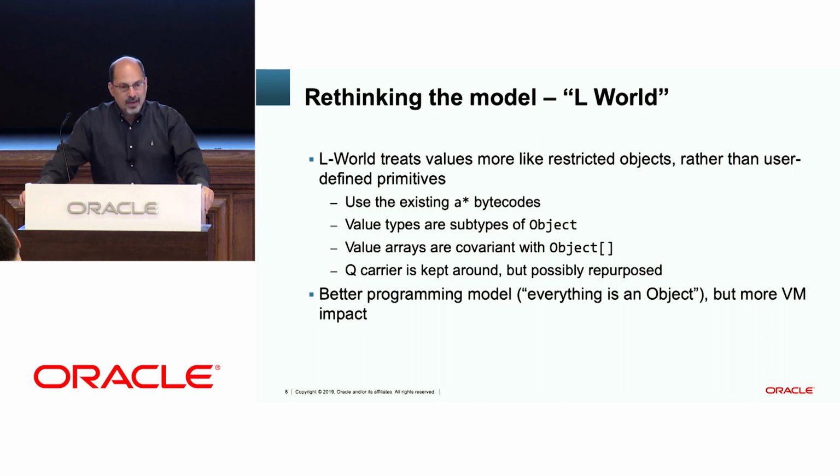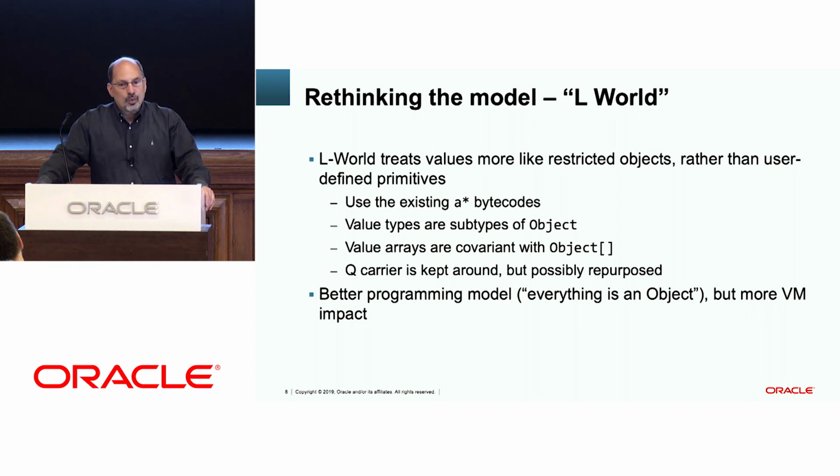And so, based on this, we rethought the story and said, okay, let's look at it from the other perspective, and this is what we call the L-World hypothesis, which we started to talk about last year, which is to say, rather than treat values as programmable primitives, let's treat them as more like restricted objects. And they use the same A bytecodes, aload, astore, areturn. Value types are a subtype of Object. Value arrays are a subtype of object array. We actually did keep the Q carrier around in the type descriptor language, but it got repurposed.